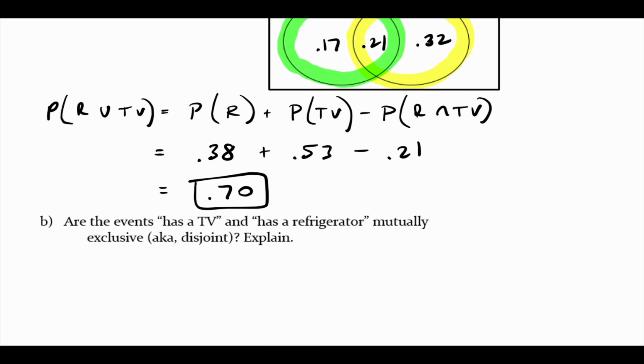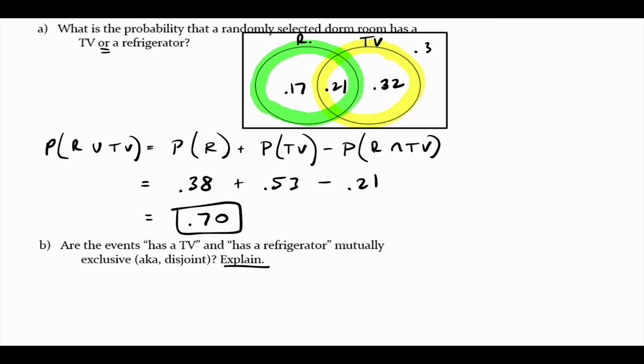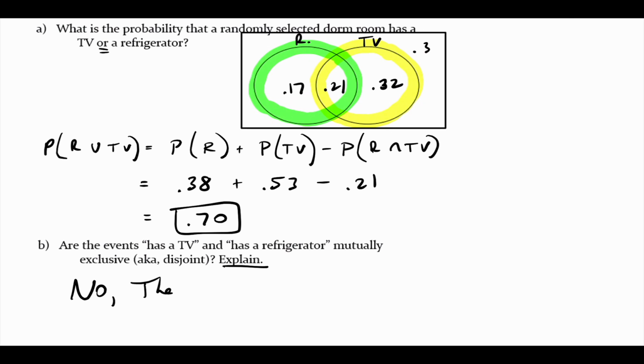All right. Last question. Are TV and refrigerator, those two events, probability of TV, probability of refrigerator, are they mutually exclusive? No. They're not, because there's people with both outcomes. Both outcomes are having a refrigerator and having a TV. They share an outcome. We know that probability, 0.21.